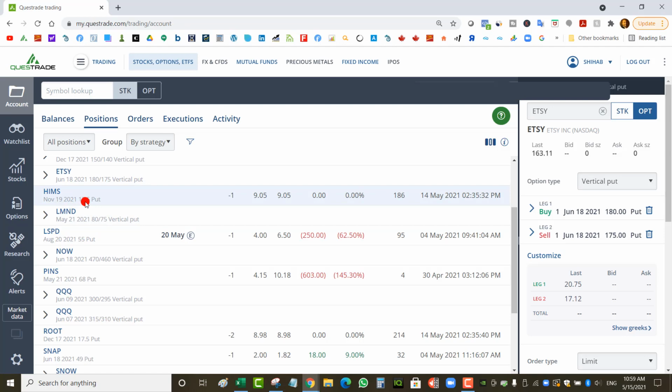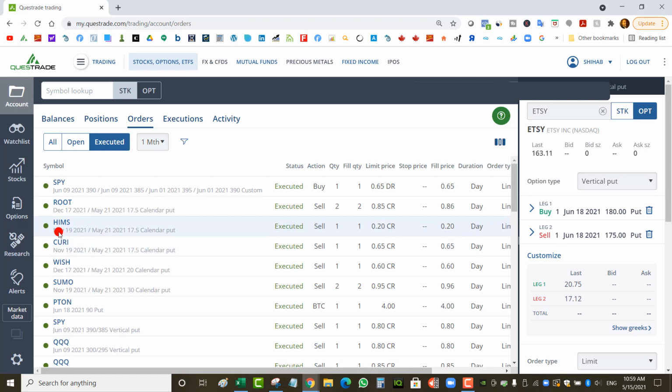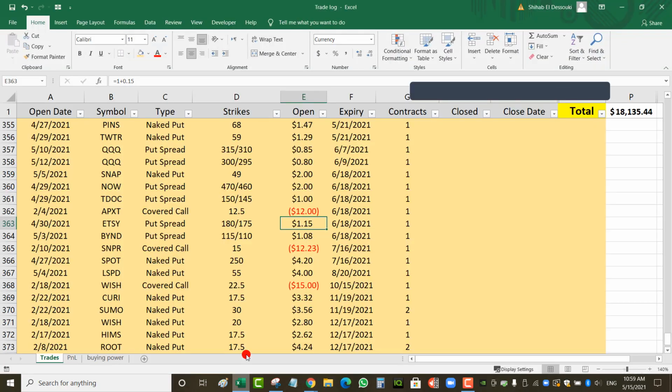So this was a 17.5 strike for May 21st that I rolled yesterday. If I go to orders executed, see HIMS here. It went from May 21st to November 19. So I kept the same strike, and collected an extra 20 cents on that one. So that's a 17.5 strike. On HIMS, I've collected a total of $2.62. So this is about a $15 break even. So my break even is $15 by December 17.